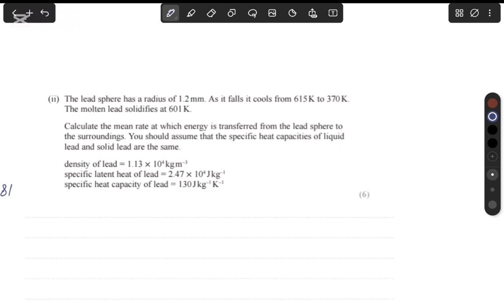In the next question, it says the lead sphere has a radius of 1.2 millimeters. As it falls, it cools from 615 Kelvin to 370 Kelvin, and the molten lead solidifies at 601 Kelvin. Calculate the mean rate at which energy is transferred from the lead sphere to the surroundings. You should assume that the specific heat capacities of the liquid and solid lead are the same.